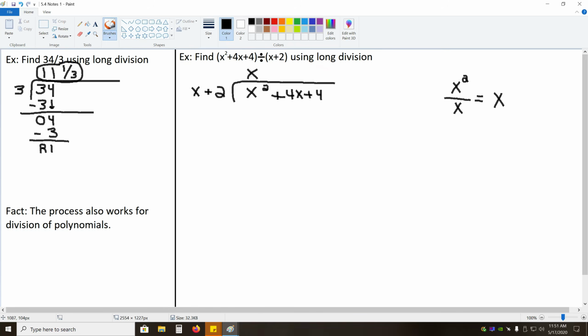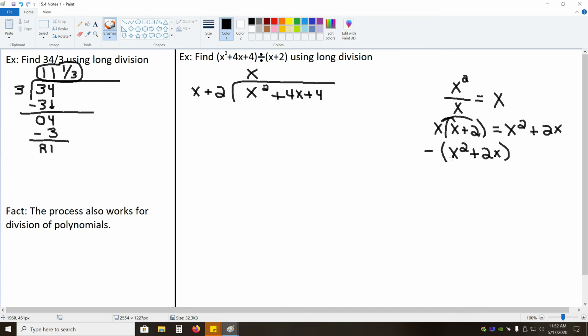And now what did we always do next? We took the number on top and multiplied it to the number on the outside. So we're going to multiply that x times the entire x plus 2. When we do that, we're going to distribute the x, which gives us x squared plus 2x. And now what did we do whenever we multiplied the results? So when we multiplied the 1 and 3, we got 3, and we subtracted it. So we need to subtract this x squared plus 2x. So we get minus the quantity of x squared plus 2x.